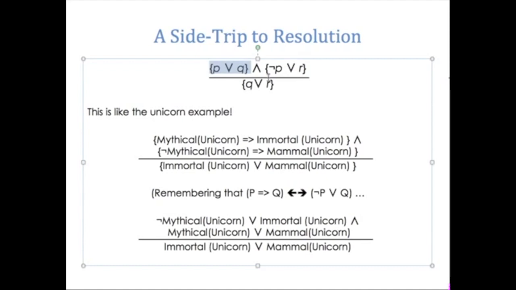Now, here's that same thing, but if we think about it, that's exactly the example we had with the unicorn example a few days ago. So remember that one? It was something like, if unicorns are mythical, then unicorns are immortal. And also, if unicorns are not mythical, then they're mammals. I've simplified a little bit, but that's basically what they said. And from that, we can conclude via resolution that a unicorn must either be immortal or it's a mammal.